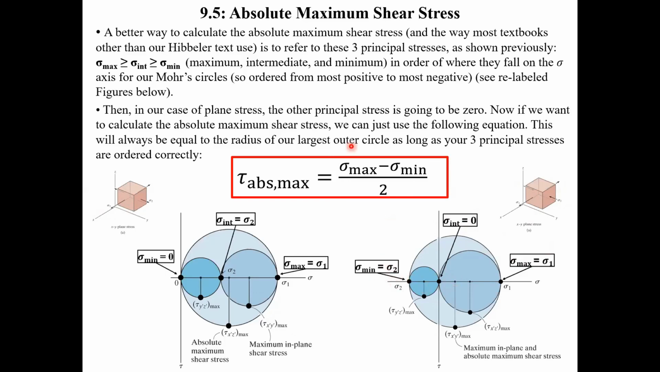But if we use this equation here, where we just subtract the largest principal stress minus the smallest principal stress, including our 0, and then divide by 2, that's always going to be our radius of the outer circle, our largest circle, and thus that's always going to be our absolute maximum shear stress, no matter whether your principal stresses are both tensile, both compressive, or one of each. Or as you'll see if you take MAE 343, if you have triaxial stress, actual values for all 3 principal stresses.